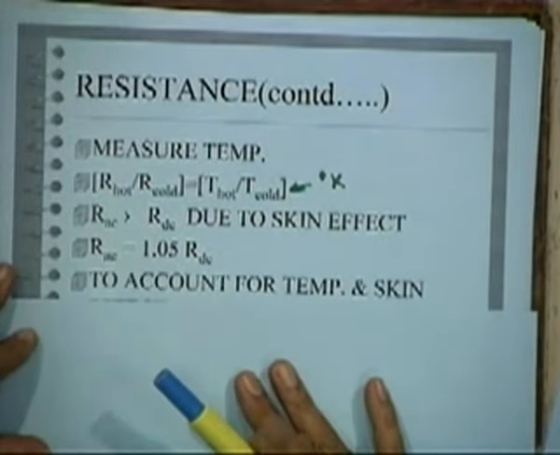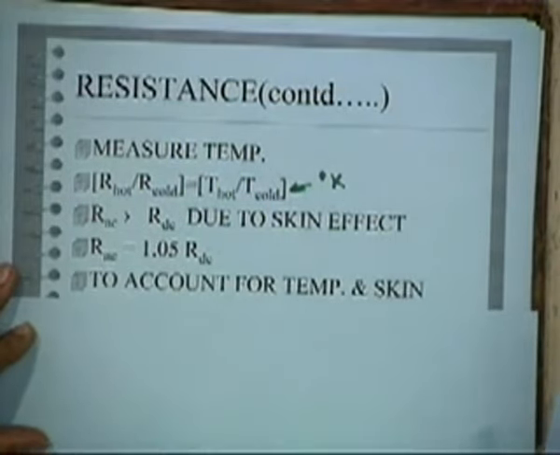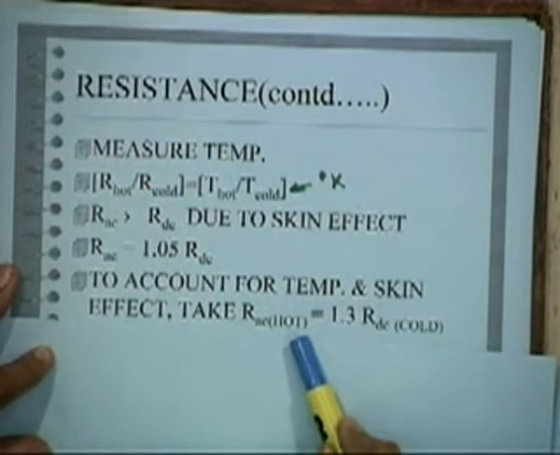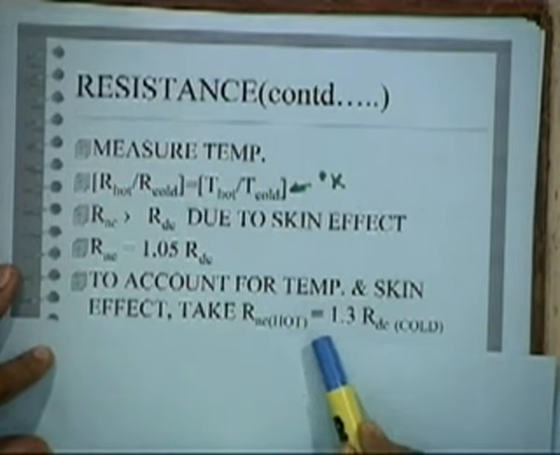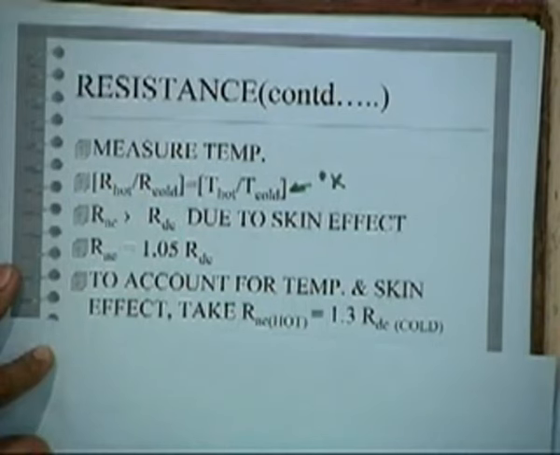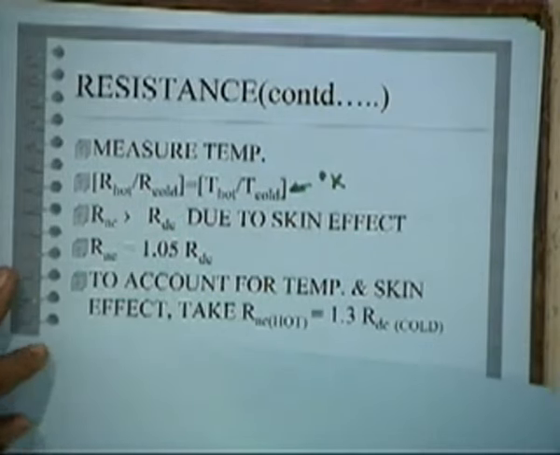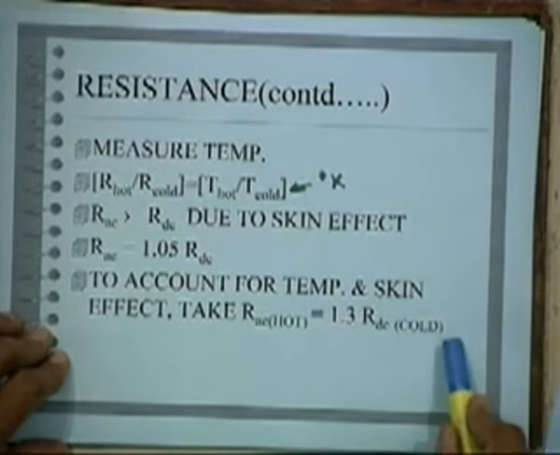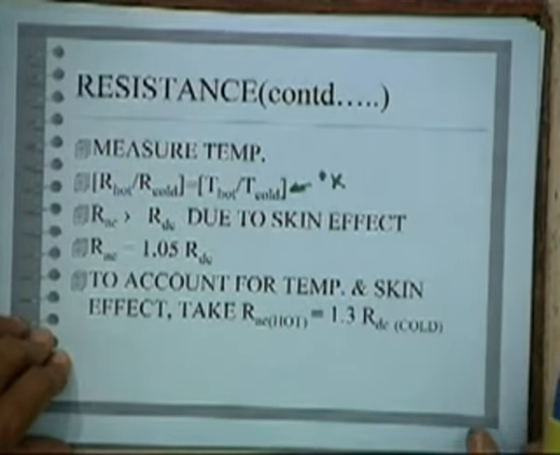Now you have to account for both the temperature and the frequency. So a thumb rule is you take RAC hot equal to 1.3 times RDC cold. You have measured RDC cold, take it 30% more. This is how mostly industries take it. If it is 1 ohm RDC cold, 1.3 is taken as RAC hot.